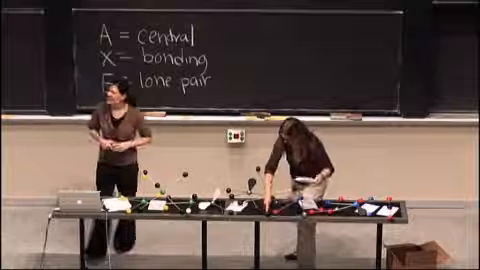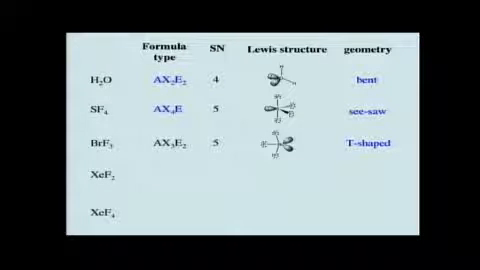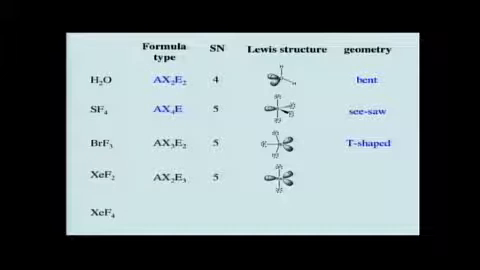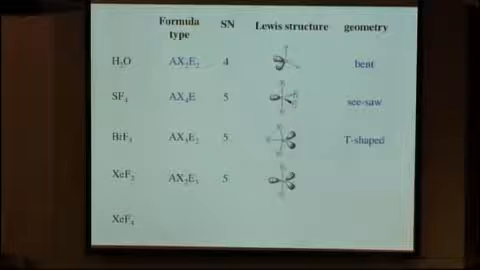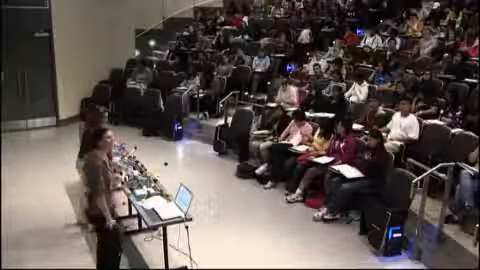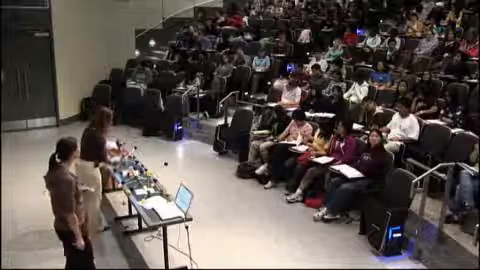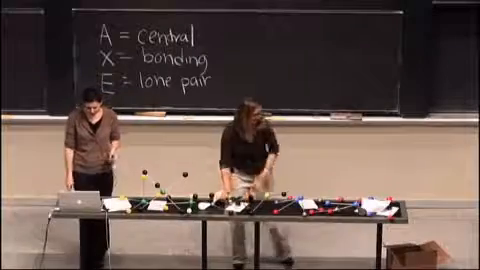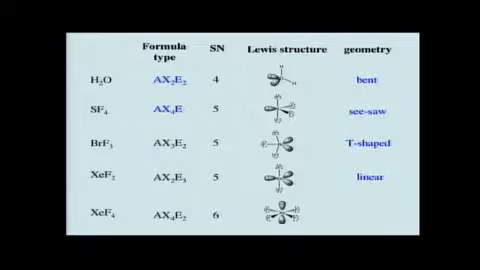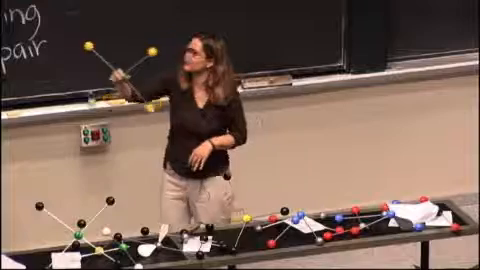All right, so let's look at XeF2. That's going to have a formula type of AX2E3 if we actually look at the Lewis structure here. So if you think about what the geometry is, you should just be able to look at this and see, what would you say the geometry of XeF2 is? Linear, good. All right, and let's try one more here, which is AX4E2, or XeF4. Very explosive, but a good example. Square planar. All right, great.